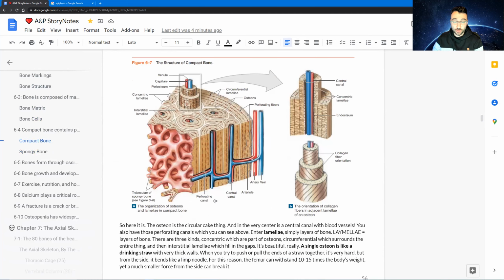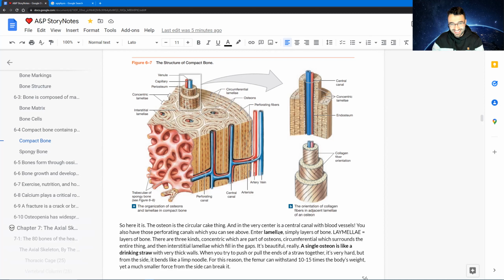All right. The osteon is the circular cake thing. This is an osteon. You can see these circles here. These are osteons. So we're kind of lifting this up and we're looking at this. This whole thing is an osteon. In the very center is a central canal with blood vessels. We have blood vessels in our bones. I never knew that. If you cracked a bone open, there'd be blood vessels hanging out. That's pretty gross. You also have these perforating canals. So I think that's the same thing.